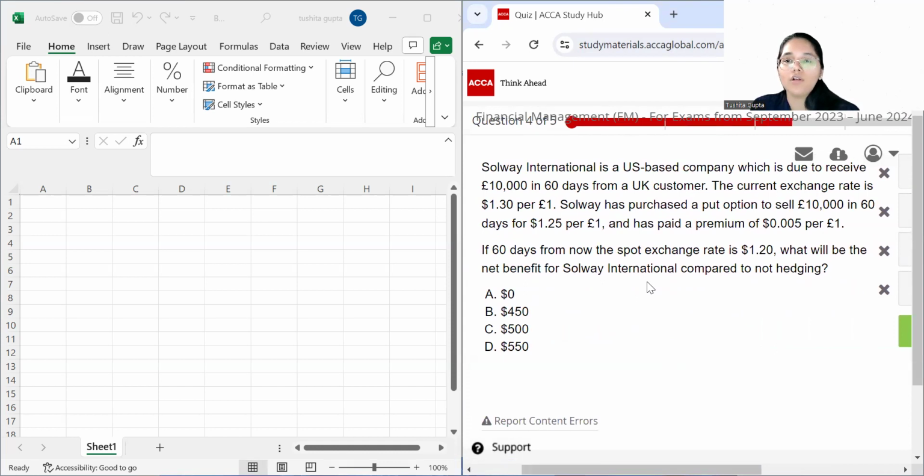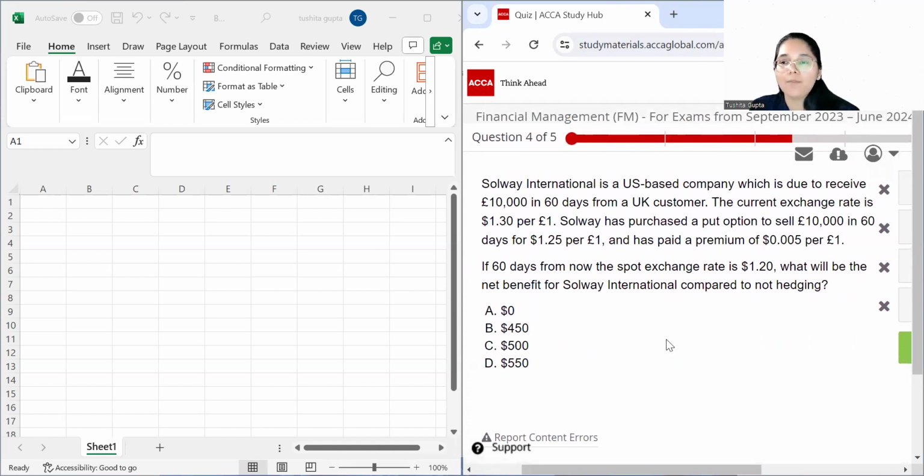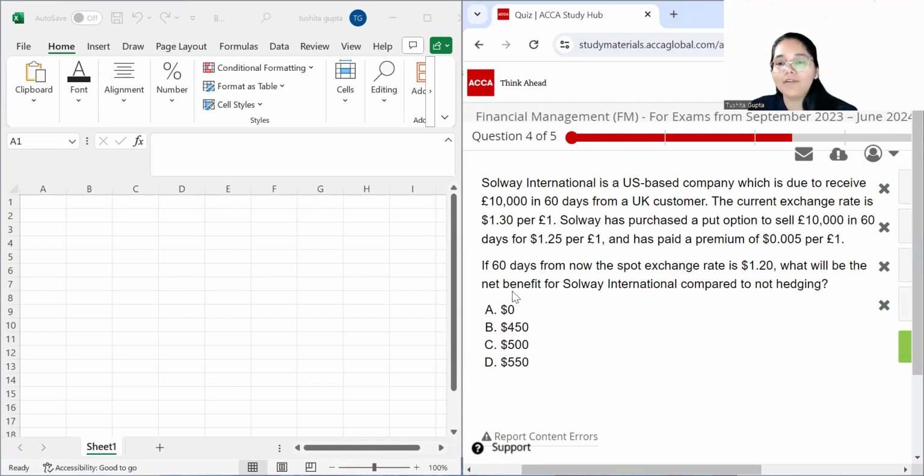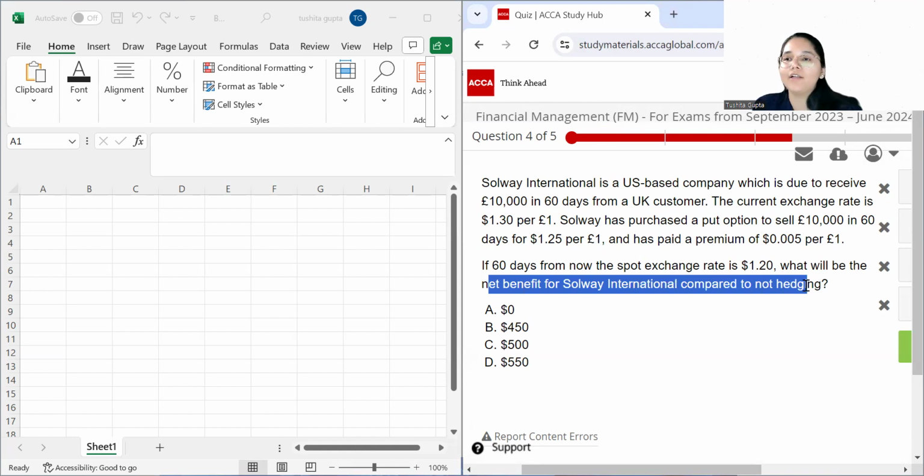All right. Solvay International is a US-based company which is due to receive £10,000 in 60 days from a UK customer. The current exchange rate is $1.3 per pound. Solvay has purchased a put option to sell these many pounds in 60 days for 1.25 per pound, and has paid a premium of this much per pound. So if 60 days from now the spot exchange rate is given to you, what will be the net benefit for Solvay company compared to not hedging?